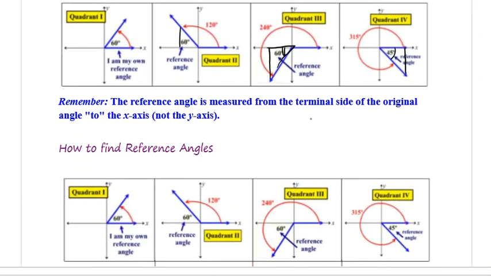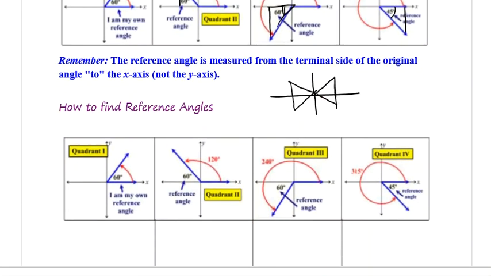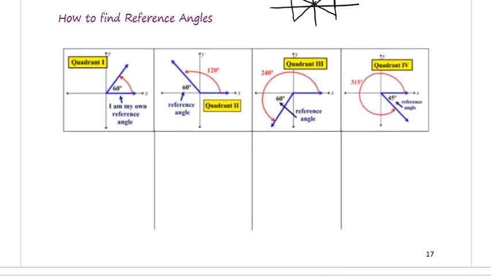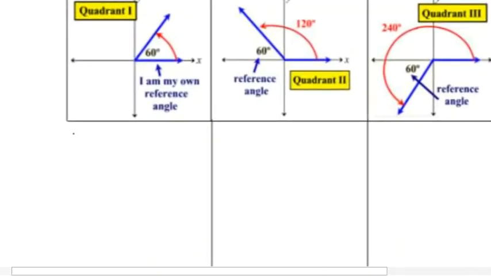And basically, because bow ties are cool. It makes a bow tie. So we always go to the x-axis. Okay, so in quadrant 1, if you have an angle between 0 and 90, it's its own reference angle.